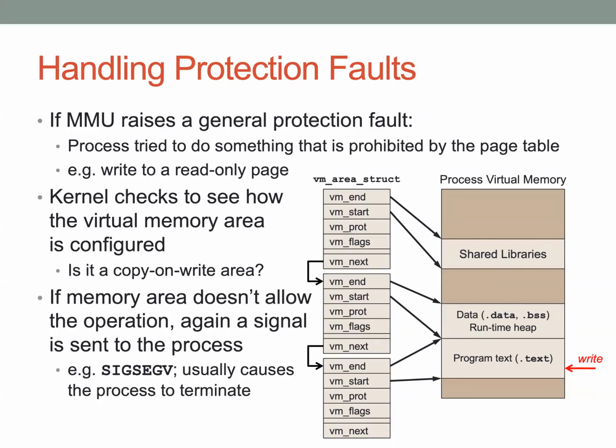If the memory area does not allow writes because it's program text or something like that, it's supposed to be read-only, then the kernel can again queue up a signal to the process, which is usually a SIGSEGV. Unixes map both page faults and protection faults to the SIGSEGV signal. So that's the situation there.